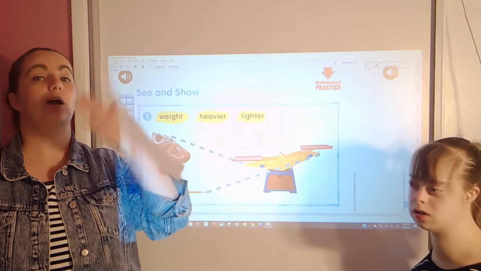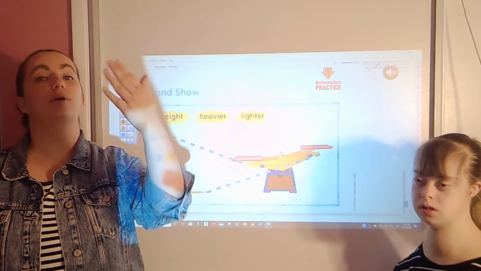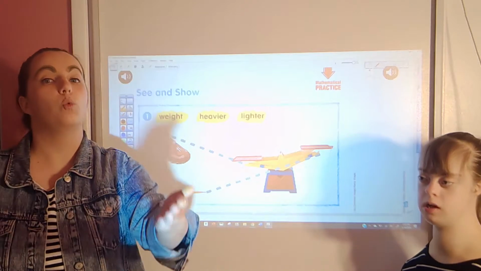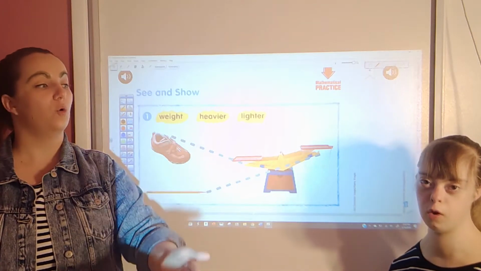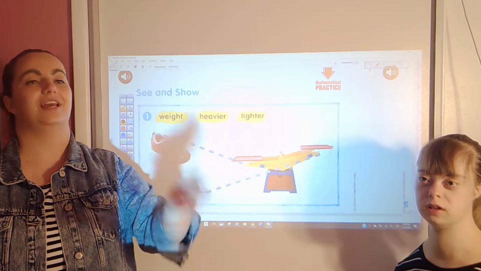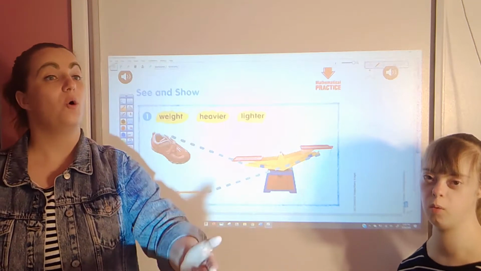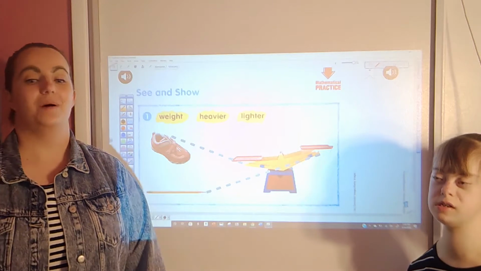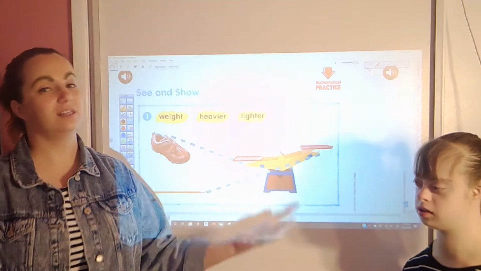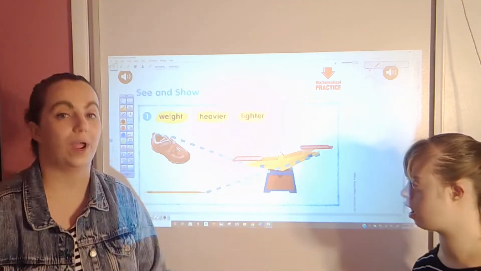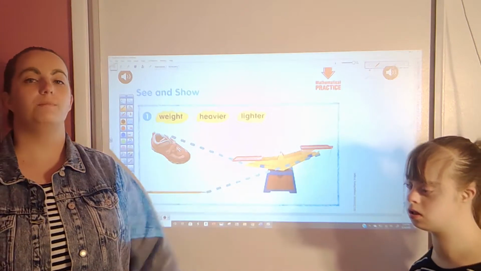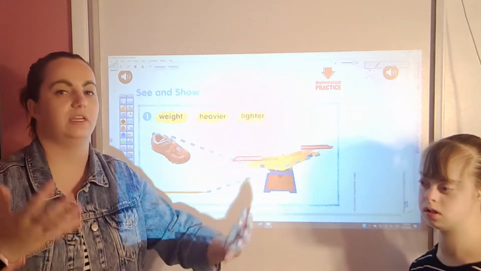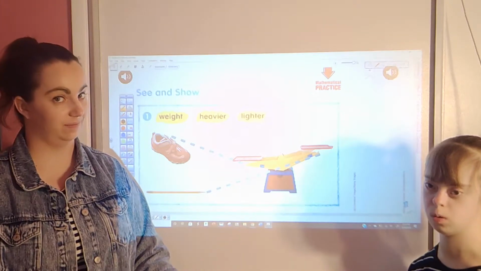I'm going to say weight, then I'm going to point to you and ask you to say weight. Ready? Weight. Very good. Again, weight. Good. The measurement of how heavy or light something is. So we're not measuring distance, we're measuring the heaviness or lightness of it.